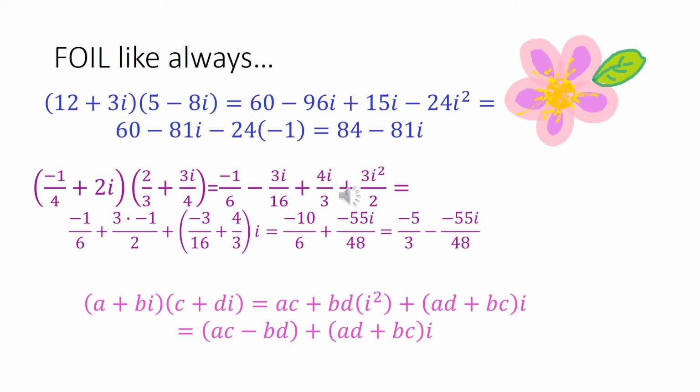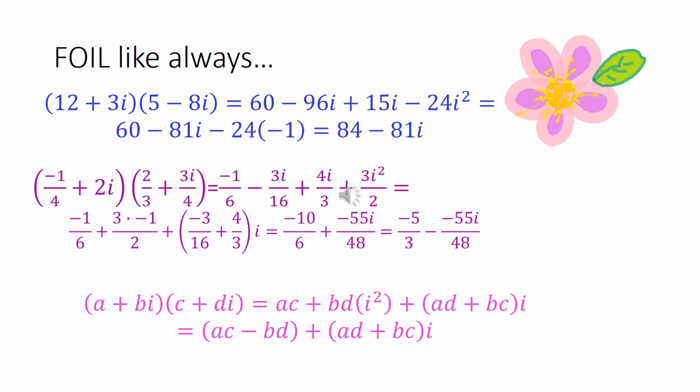When you deal with fractions, you still deal with them the same way. So if I multiply negative 1/4 by 2/3, I get negative 2/12, or negative 1/6, and then negative 1/4 times 3i over 4 will give me negative 3i over 16, and then 2i times 2/3 will be 4/3 i, and then 2i times 3i over 4 will be 6i squared over 4, but you can reduce 6 over 4 to 3 over 2. i squared will equal negative 1, and so the negative 1/6 and the 3 times negative 1 over 2 can be combined because they're both real.